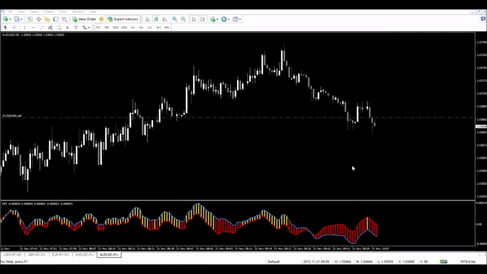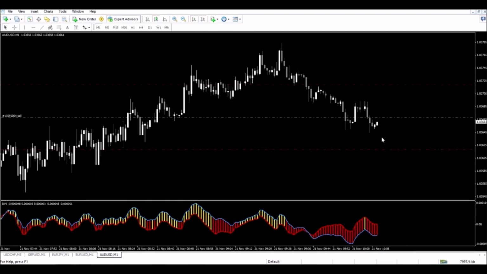So now I'm going to place my stop loss and take profit. All right, I've got them placed, my stop loss above here, my take profit down here, my entry. So we're looking at the 1 minute time frame, so I'm only going for about 5 pips on this one.